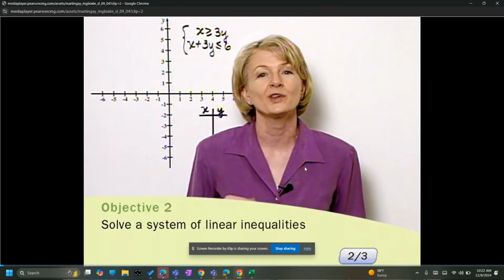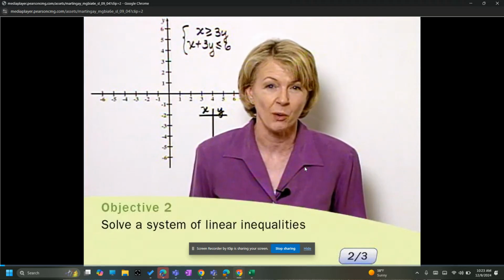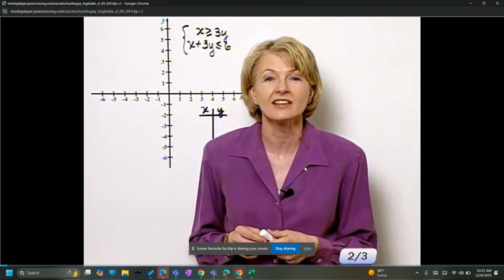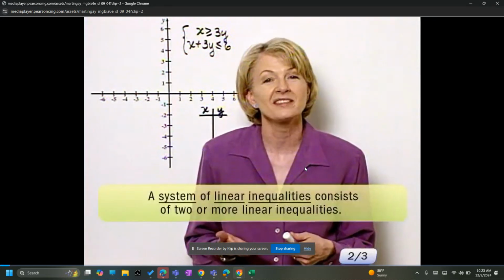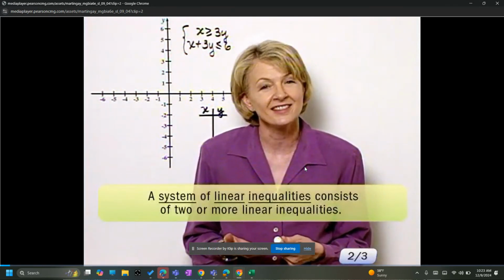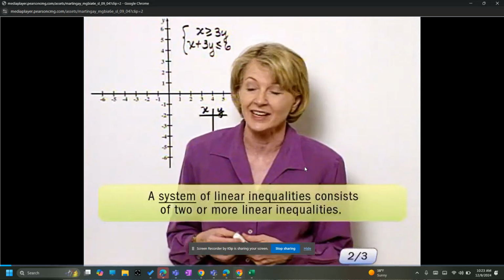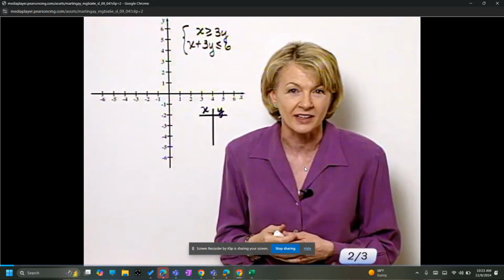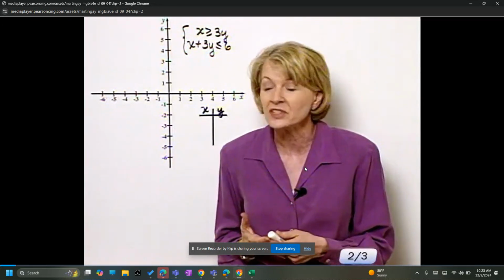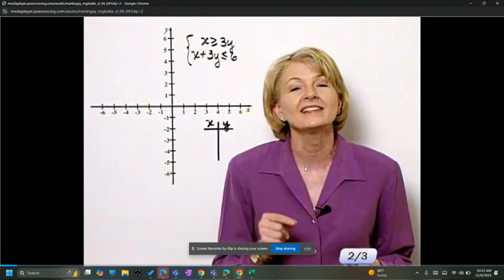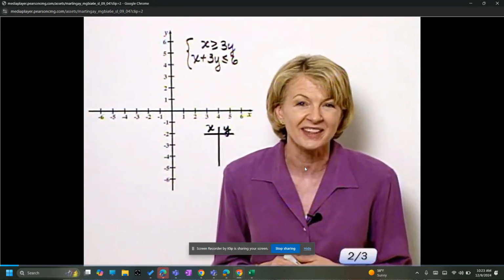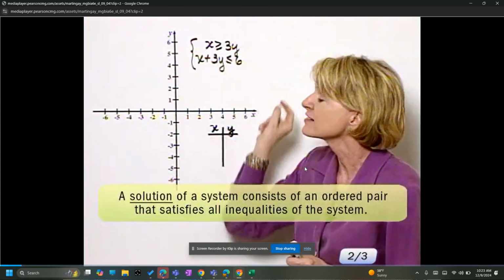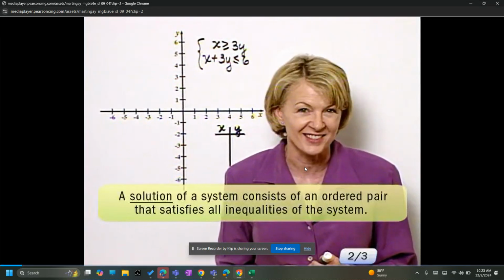Now, by the way, what do we mean by a system of linear inequalities? Recall that a system of linear equations consisted of two or more equations. So a system of linear inequalities consists of two or more linear inequalities. This is an example of a system of linear inequalities. We'd like to graph the solutions of this system. What consists of a solution of a system of linear inequalities? It is an ordered pair solution that satisfies both inequalities in the system.